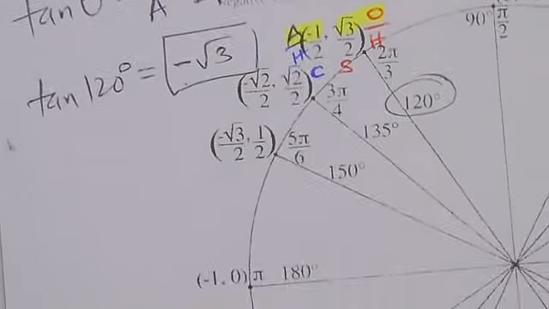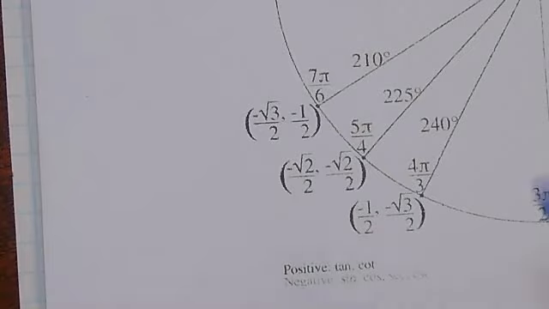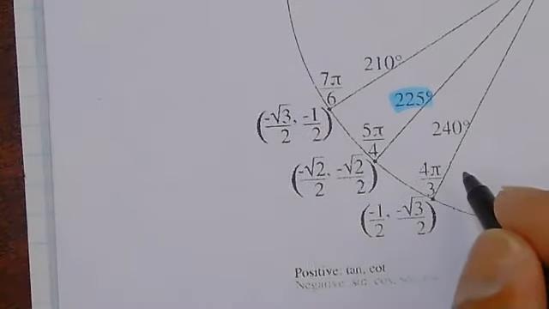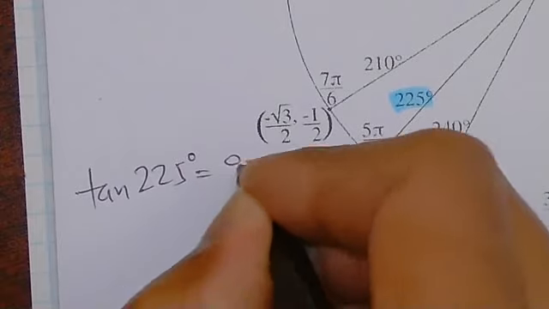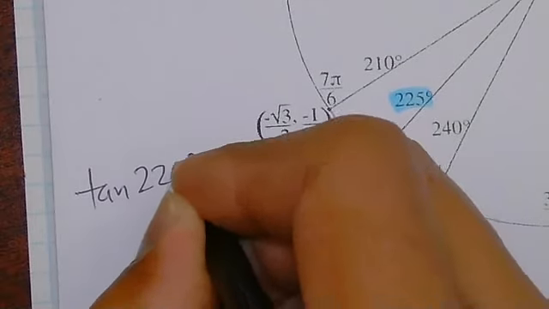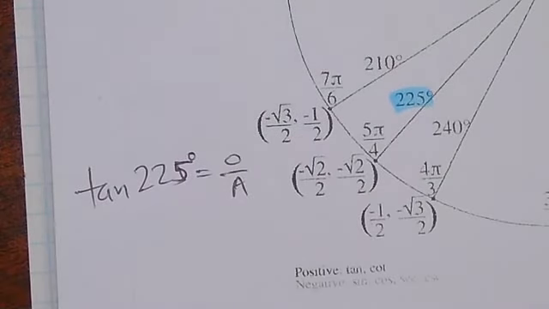Okay, let's go down over here. Let's try another one. Any questions? We got it? You see how to do it? How about this? Let's look at 225. What is tangent of 225, everybody? Well, let me get my opposite and my adjacent. Which one's the opposite and which one's the adjacent?